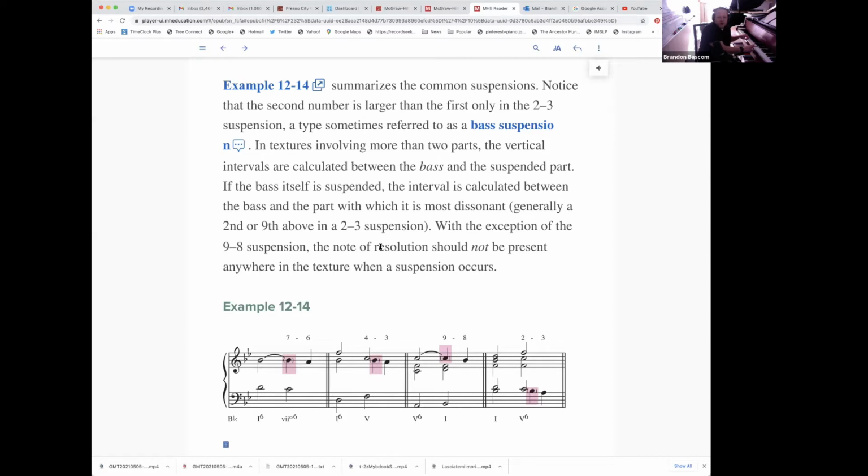The soprano, we're in measure 2. The soprano is consonant. The alto is the most dissonant and has the resolution, right? So it's a 4/3 suspension with that. Third one. So there's your 9/8. And the last one.